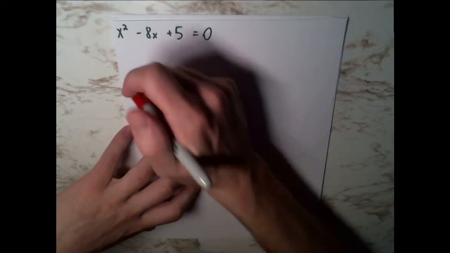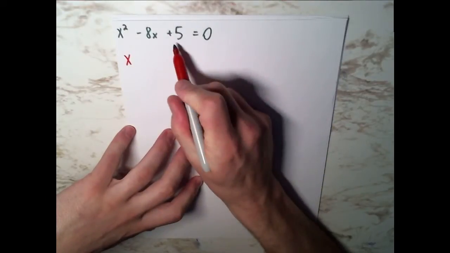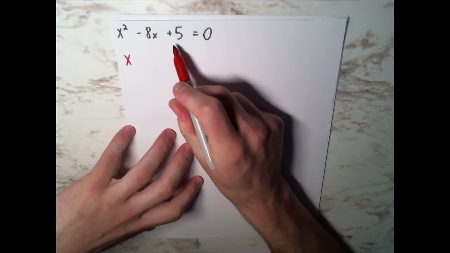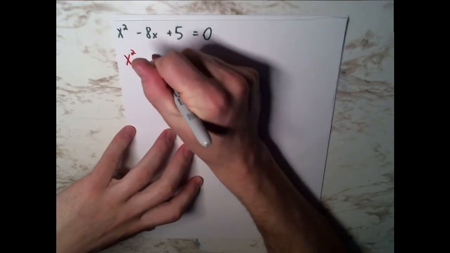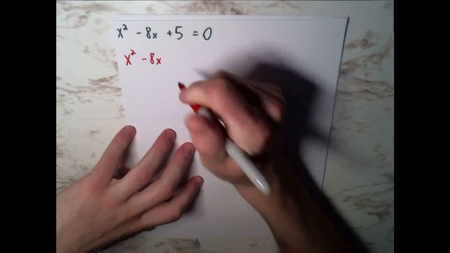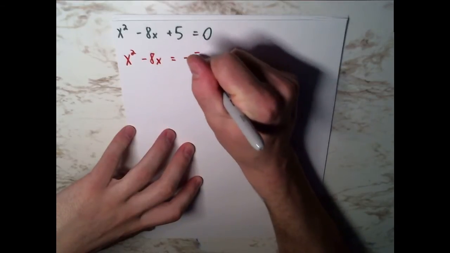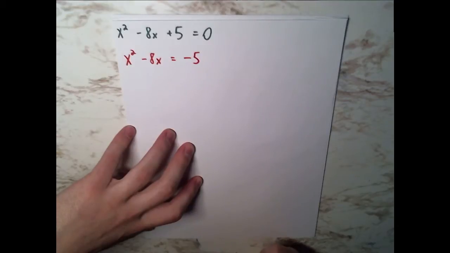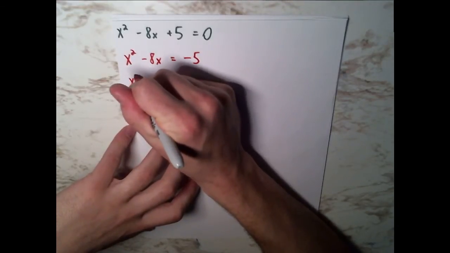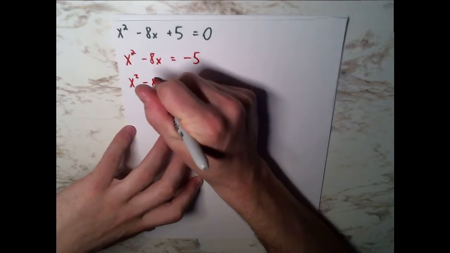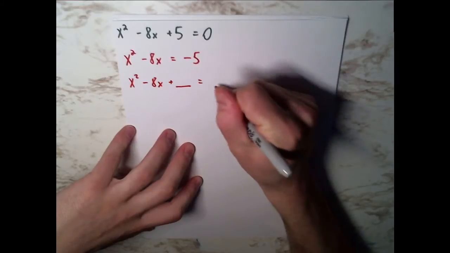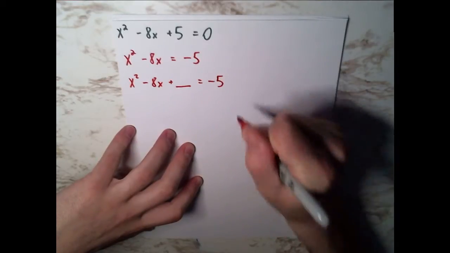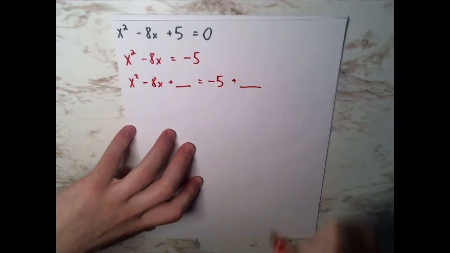So we want to move our 5 over to the other side, so we're going to subtract 5 from both sides. So we have x squared minus 8x equals negative 5. Now we want to add in our blanks, so x squared minus 8x plus some number equals negative 5 plus some number.